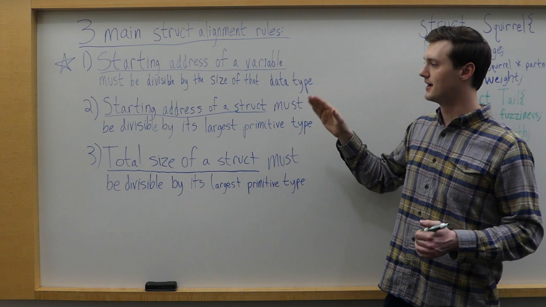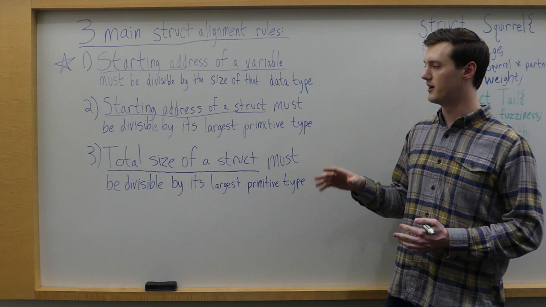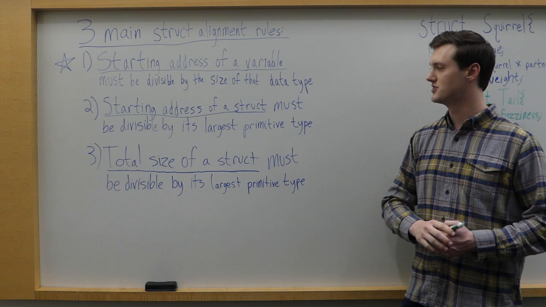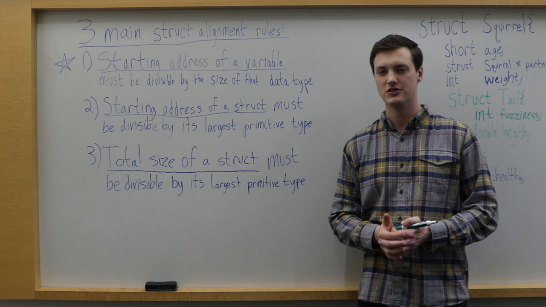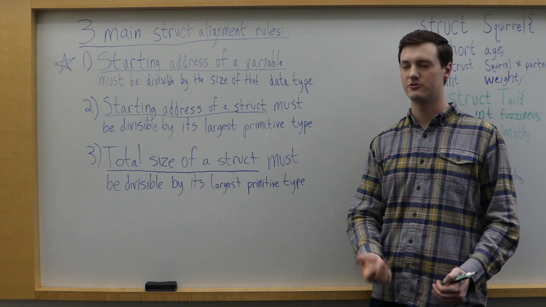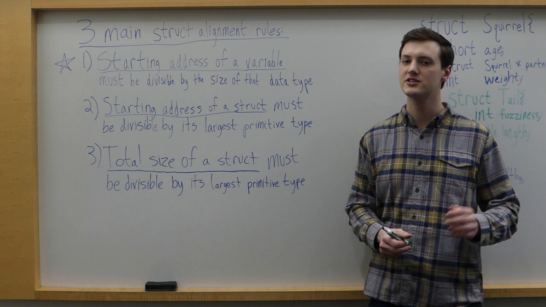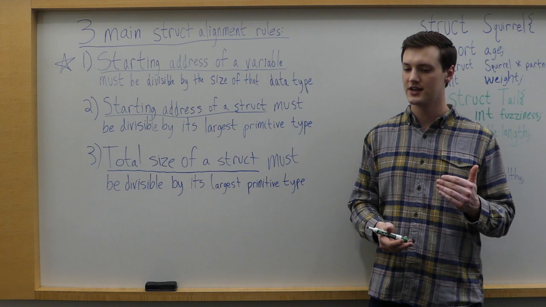They have a pretty similar flavor, but they more specifically refer to the structs themselves. The second one is that the starting address of a struct must be divisible by its largest primitive type. Going off of our example of integers and chars, let's say we have a struct that is simply 7 chars. Our struct can start at any address because its largest data type is a char, which is 1 byte, so we're not bound by any restrictions there.